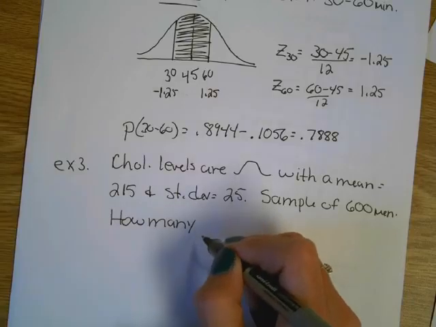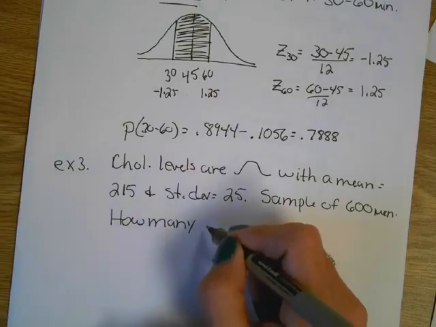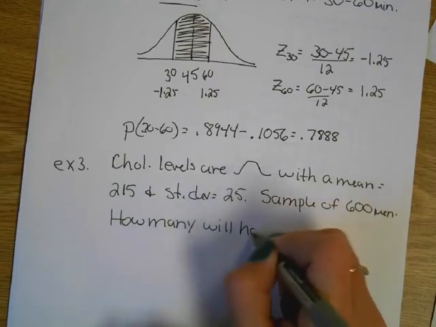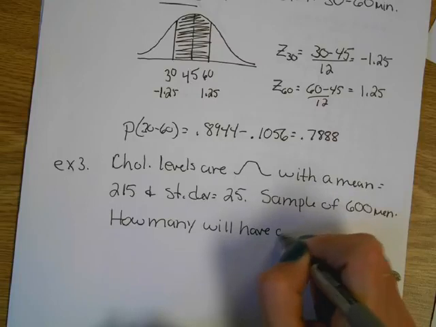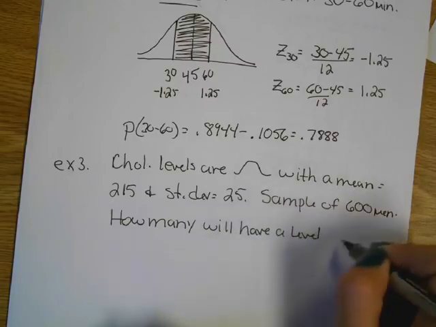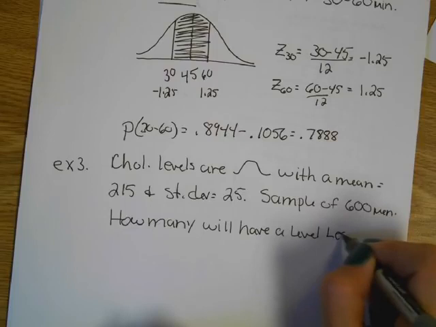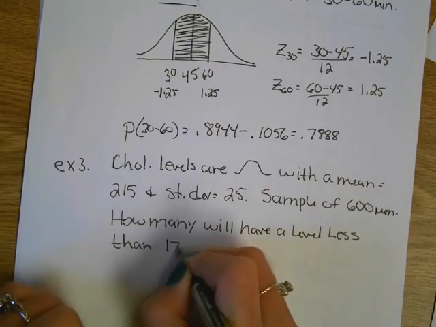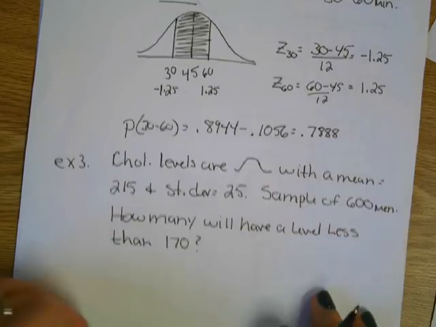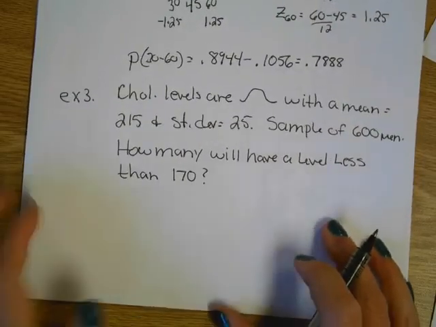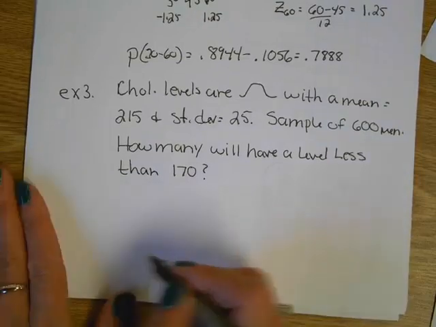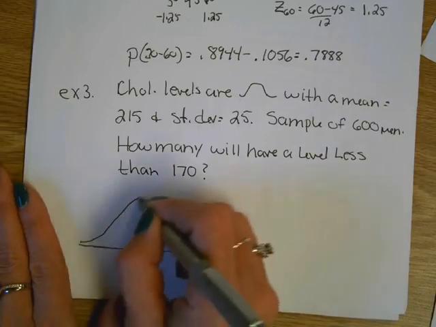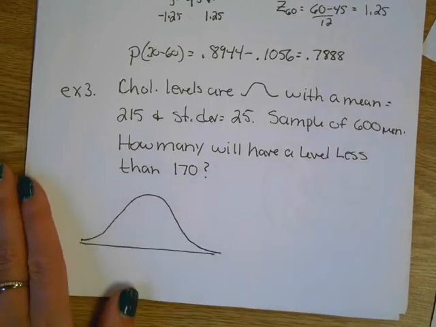That's a normal distribution. It's just getting lazier. Yeah. How many will have a level less than 170? That's reassuring there right now. Oh, it's coming. Okay.